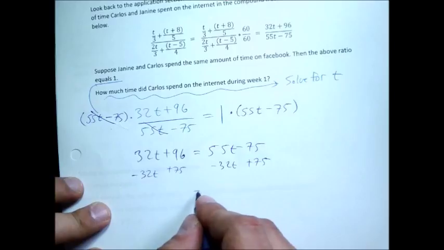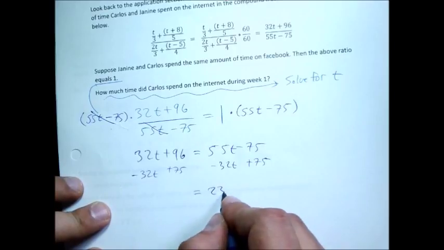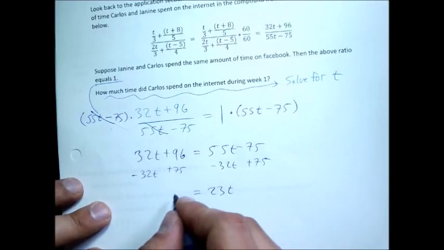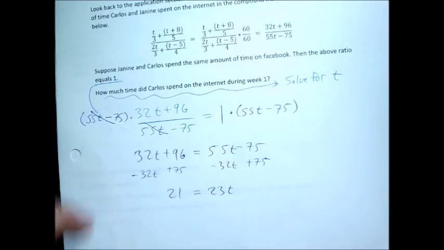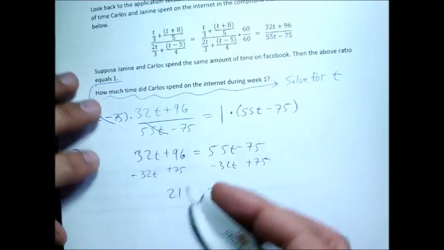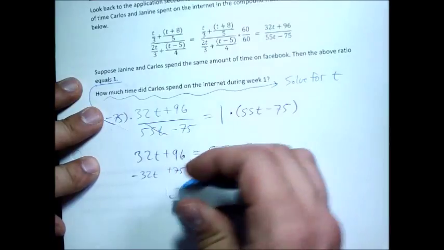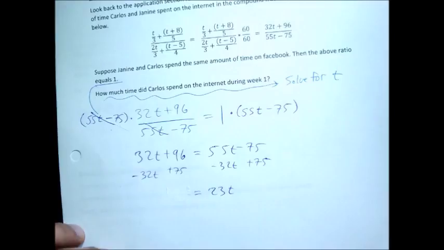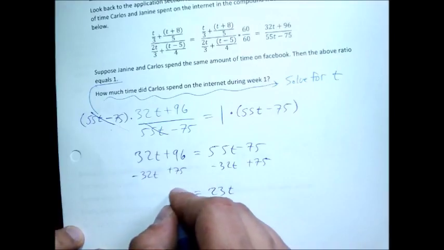And we'll get 23t on the right, and then 96 minus 75 is 21. Oh, I'm sorry, I'm adding 75. Thank you. I subtracted it there. So it'll be 171. Does that sound right?